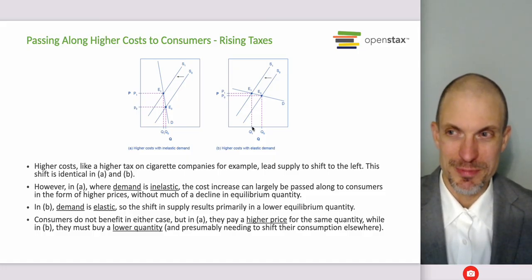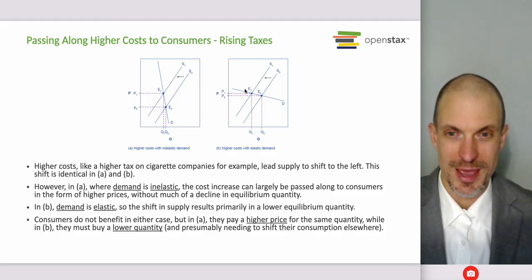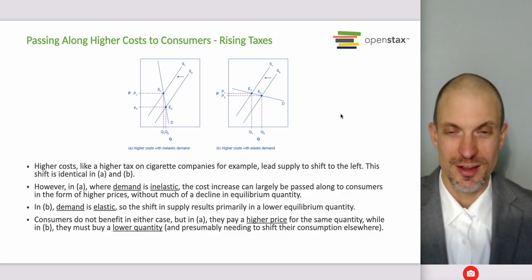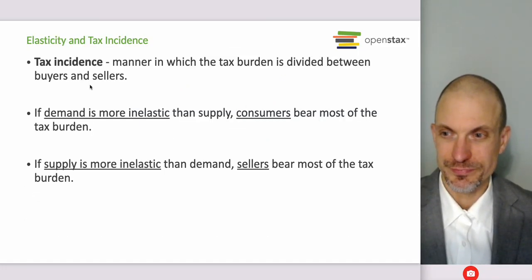Policymakers, this is cigarettes, if you want people not to smoke, you're hoping that demand is pretty elastic. But if you're hoping to raise money, raise tax revenue from people that buy cigarettes, then you want demand to be pretty inelastic, right? So there's kind of perverse incentives where the behavioral change effect and the tax revenue effect of a tax are at odds with each other.